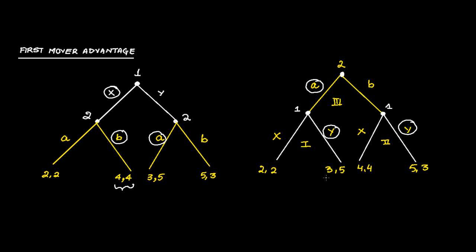Now if you compare it, when player 1 was moving first, the payoffs were 4-4. Now when player 2 is moving first, the payoffs are 3-5. So the moment player 2 has moved first, there is an obvious increase. I know I should not be using the term obvious. That means there is an increase in the payoff from 4 to 5.